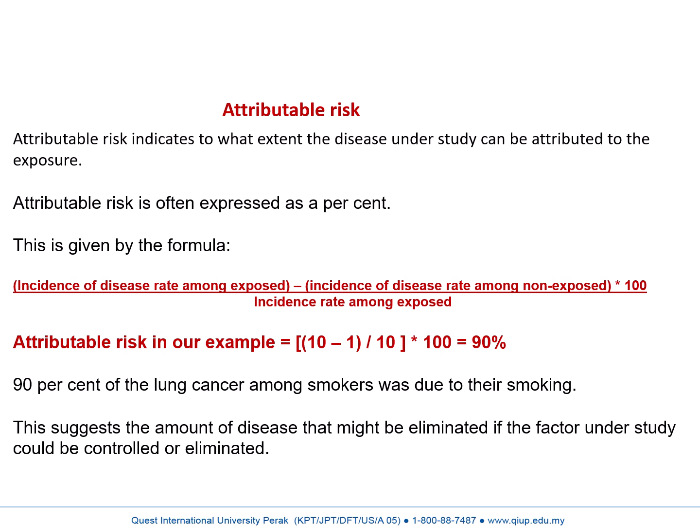This suggests the amount of disease that might be eliminated if the factor under study could be controlled or eliminated. So, if we remove the risk factor, that is smoking, we can remove 90% of the lung cancer, that is attributable risk.